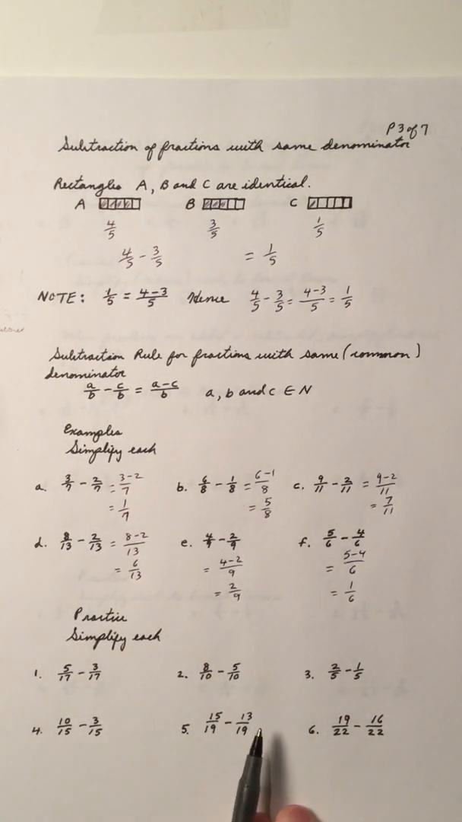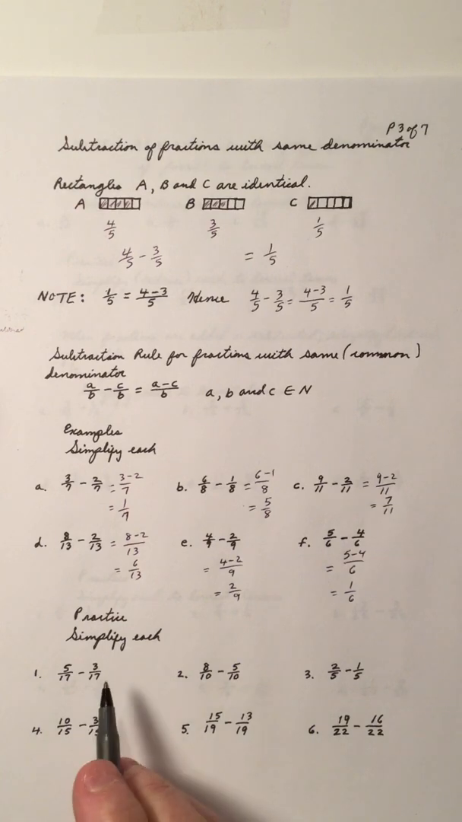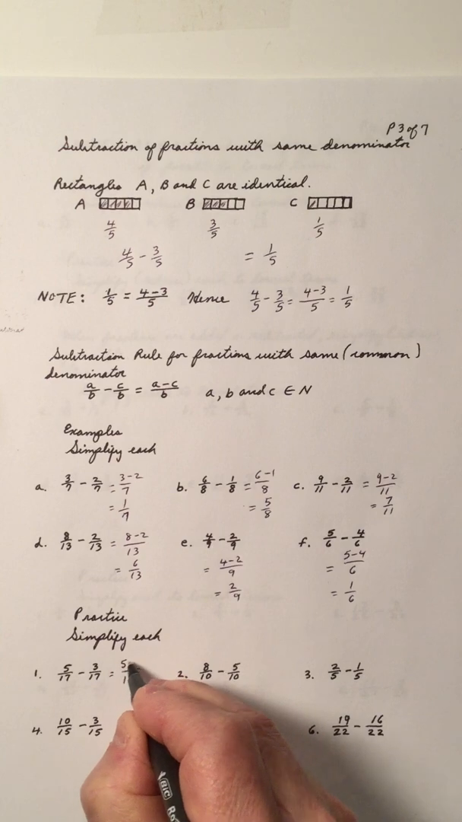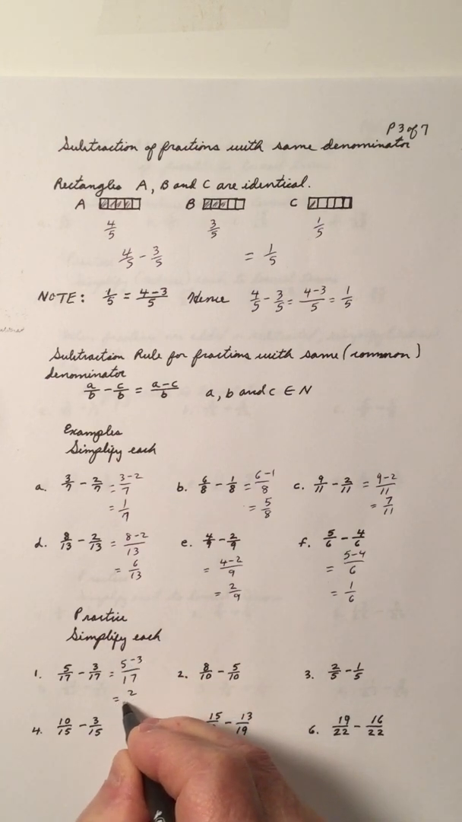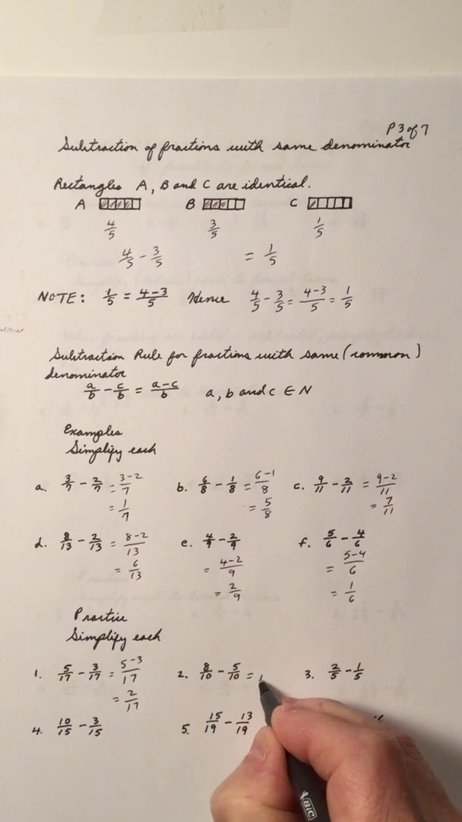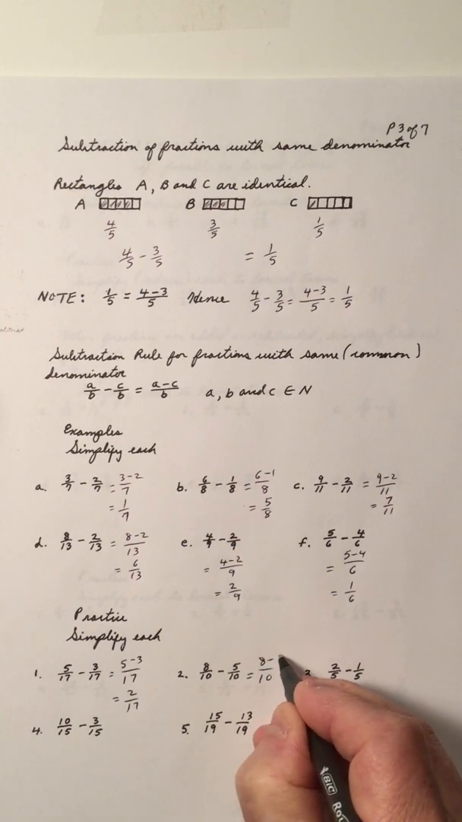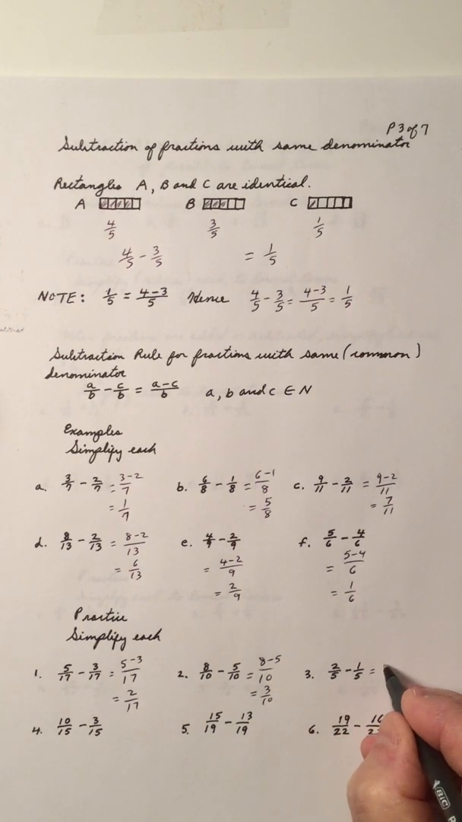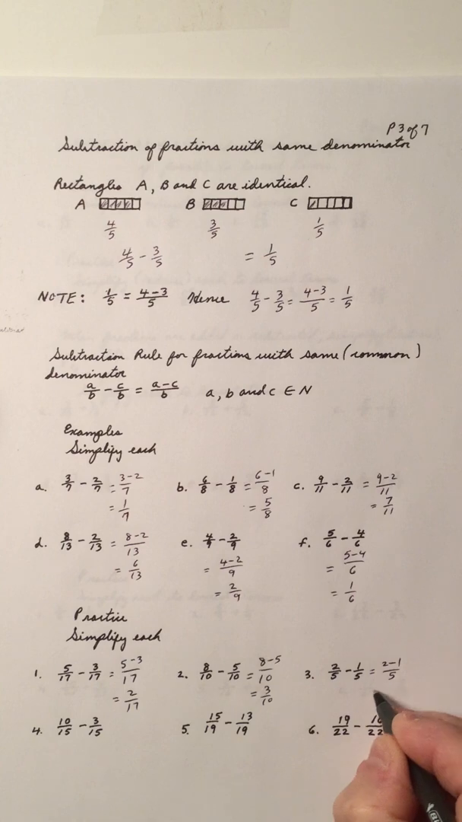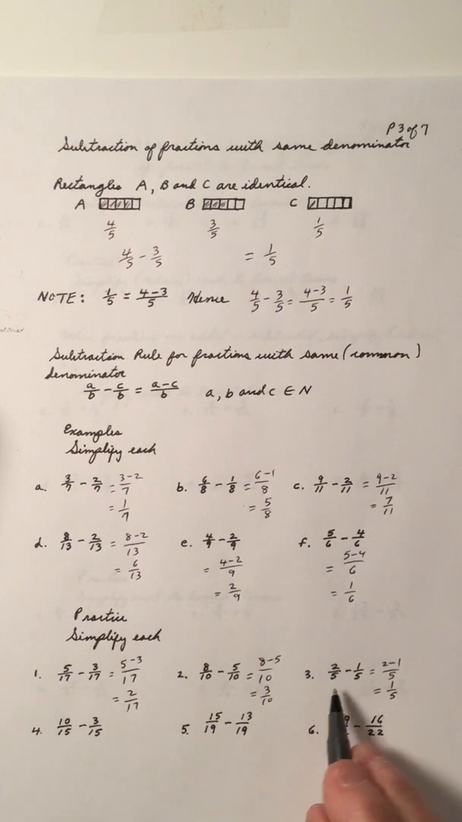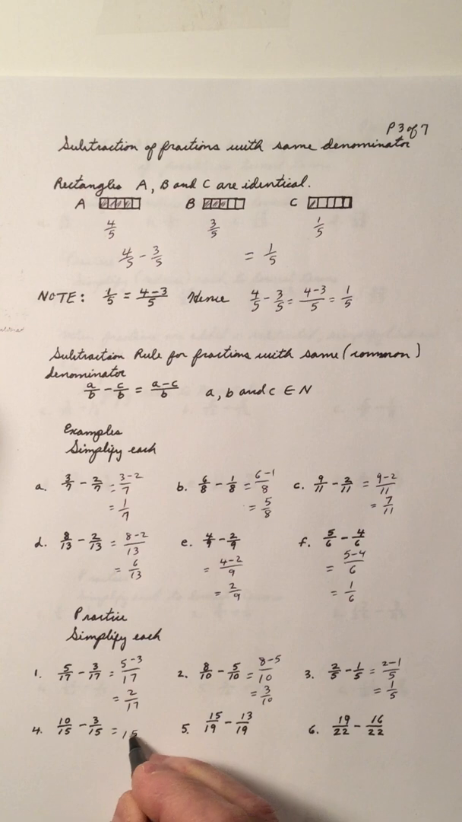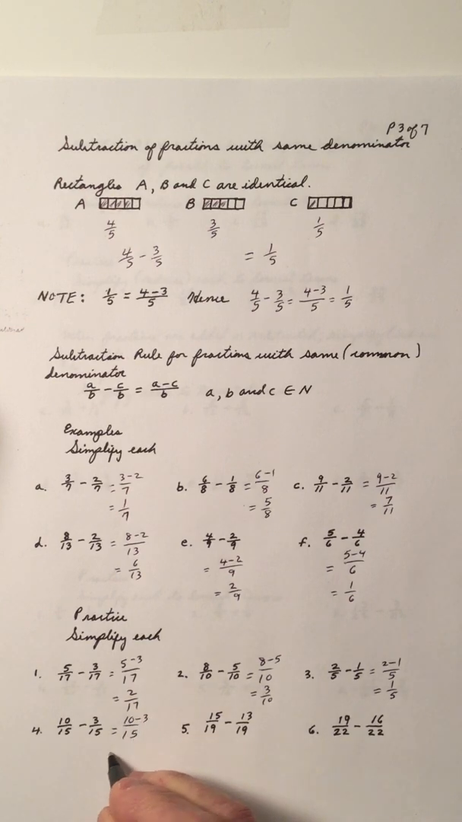Practice, see if you get them right. Also notice we can do them fast. 17 is my denominator, so I subtract my numerators, 2. 10 is my denominator, I subtract my numerators, and I get a 3. 2 subtract 1 over 5 is 1 over 5. Notice, when subtracting fractions with the same denominator, I keep the denominator, subtract the numerators. I keep my denominator, and I subtract my numerators.